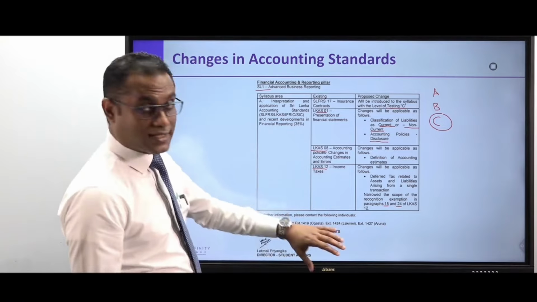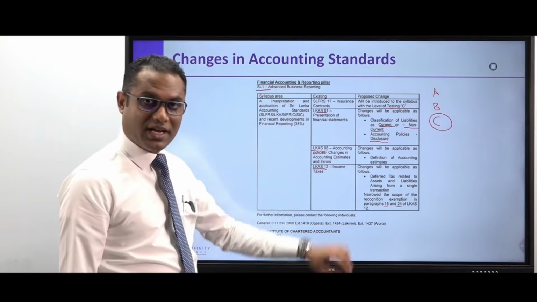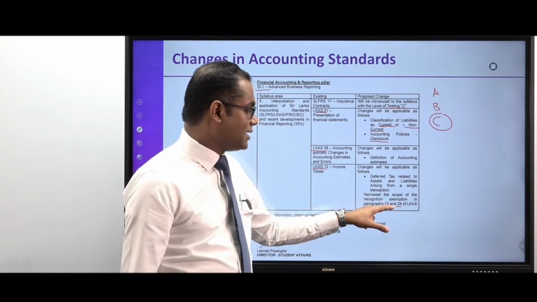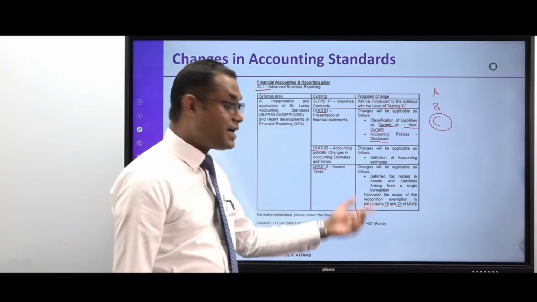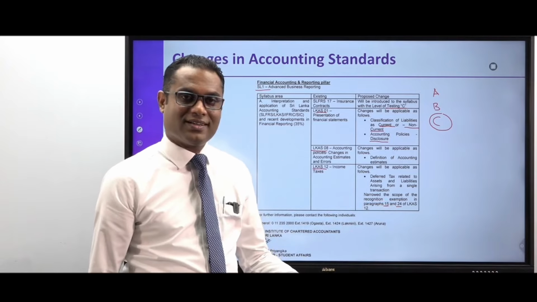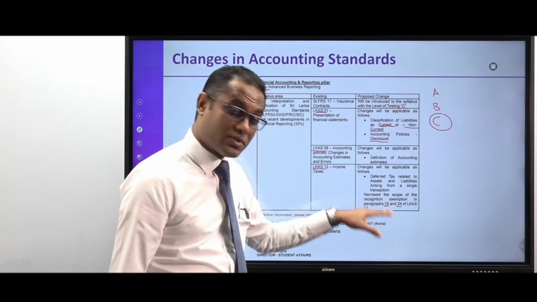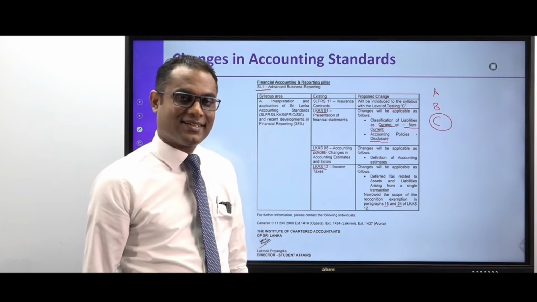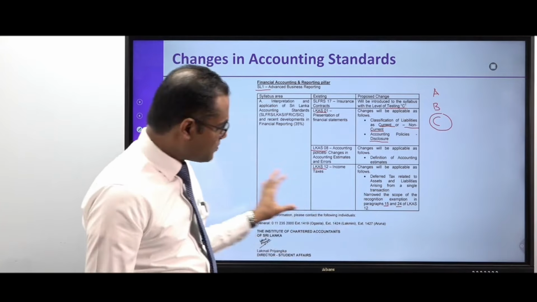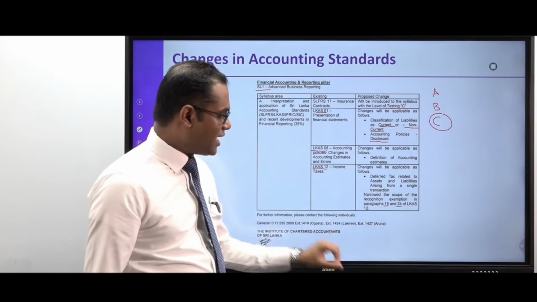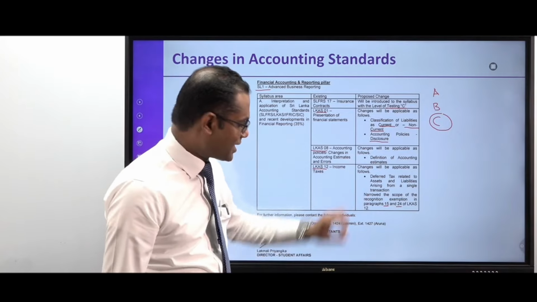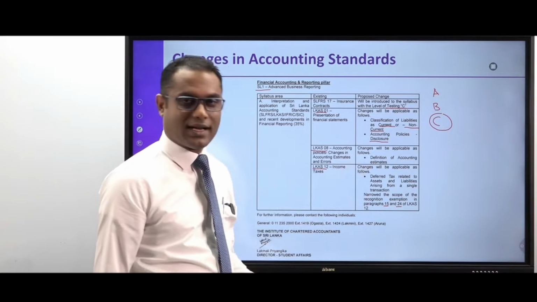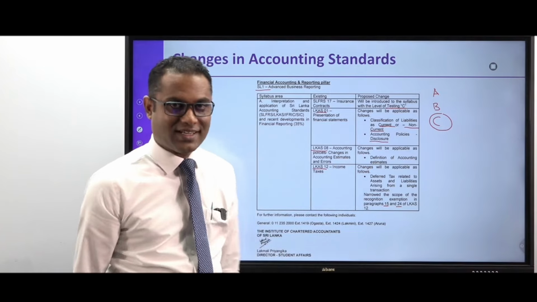But what is the change? What is the revision? What is the update? The update is that these exemptions were narrowed down. So certain exemptions which were given in the standard have been reduced, narrowed down. I'm not going to explain at this moment what exactly is narrowed down, because it's a technical standard. Once we do the standard, I will explain what the changes are.